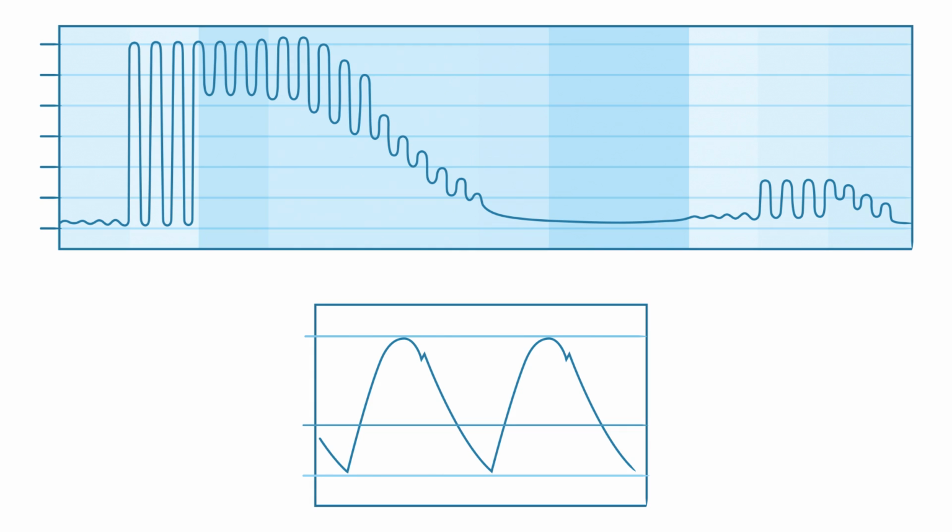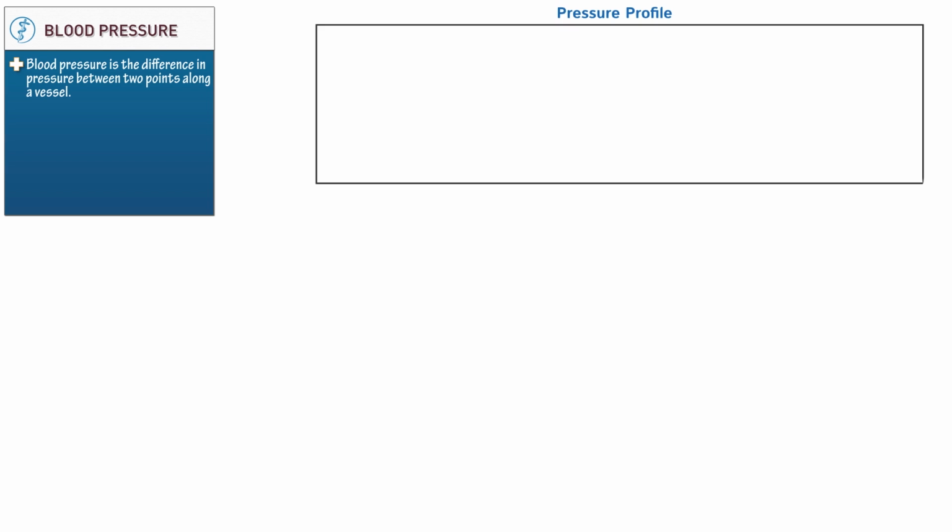Here we'll learn an overview of blood pressure. To begin, start a table and denote that blood pressure is expressed as the difference or change in pressures between 2 points along a vessel. As the statement implies, blood pressure is not constant throughout the cardiovascular system. To show this, draw a pressure profile graph.